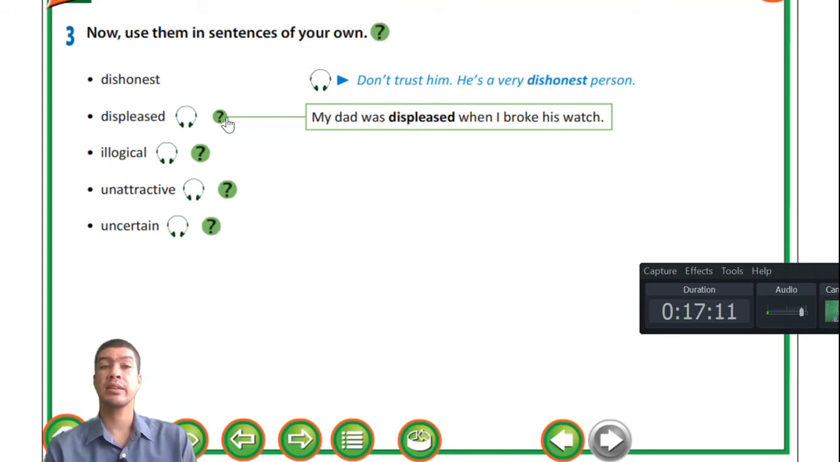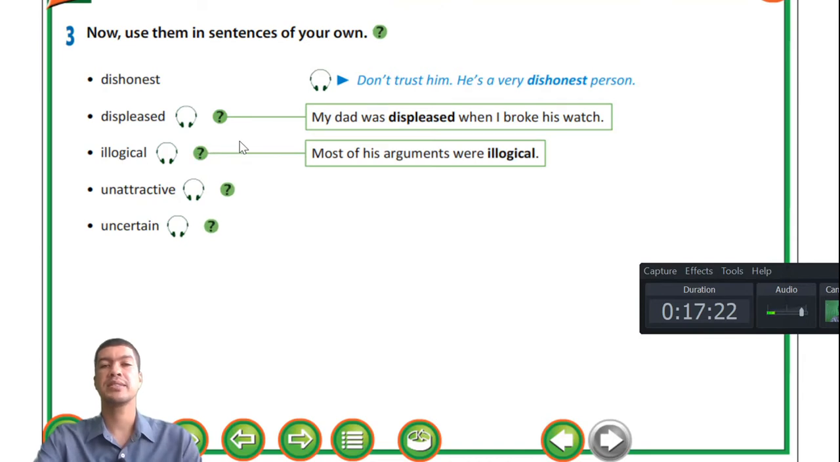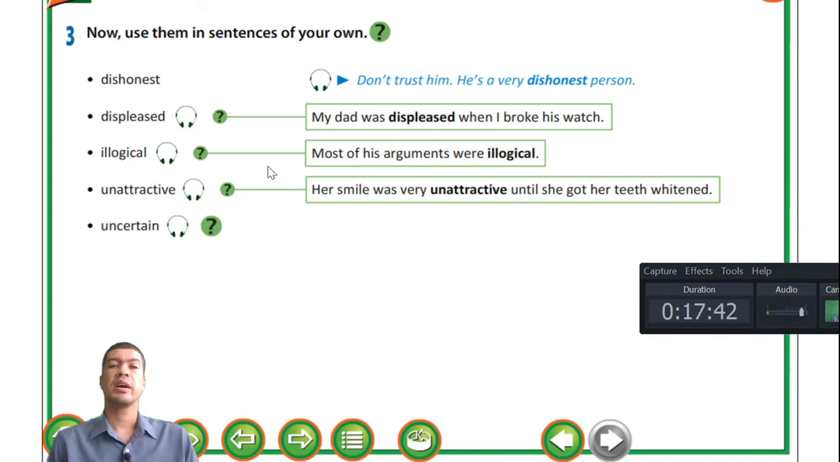Alright, let's look at the next word. Illogical. If we can make a sentence of the word illogical, we can say most of his arguments were illogical. All that means is it did not make logical sense. All right, unattractive. Her smile was very unattractive until she got her teeth whitened.